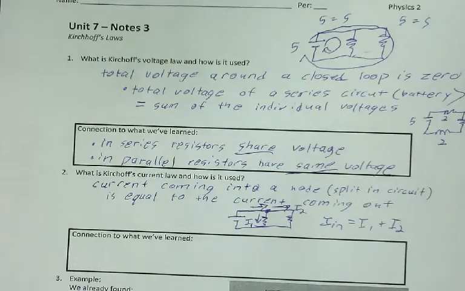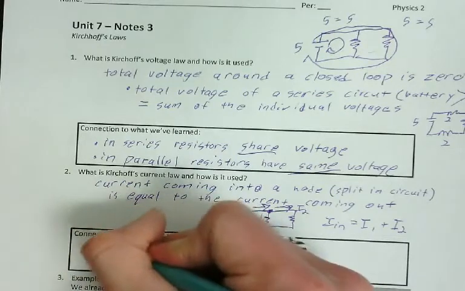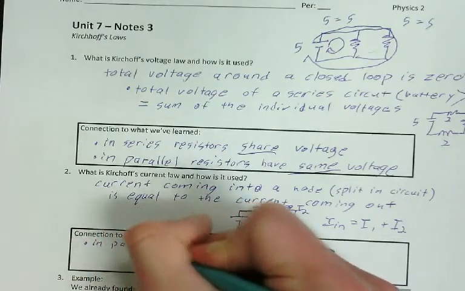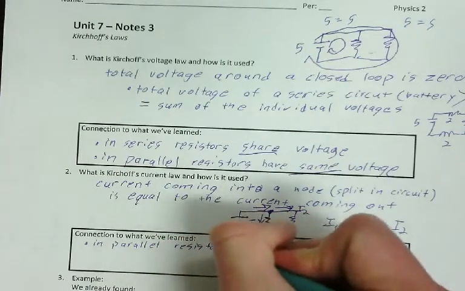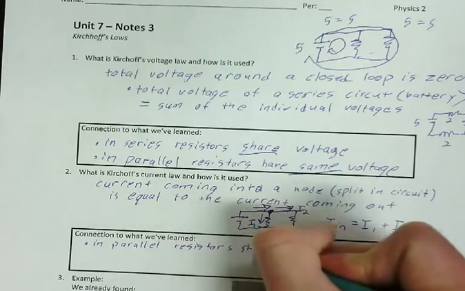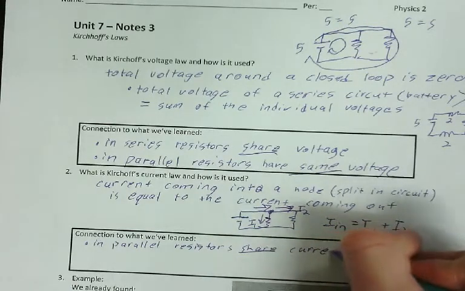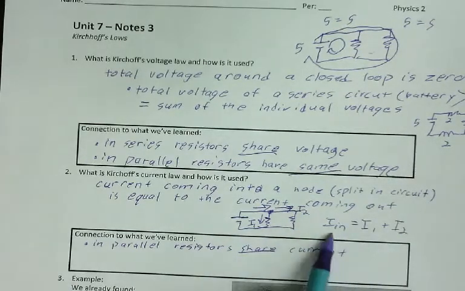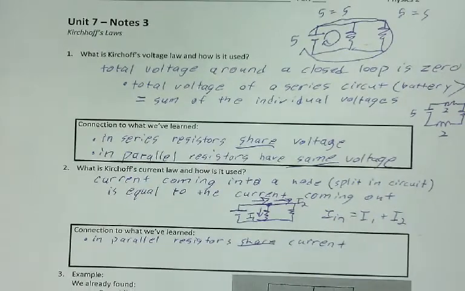So what does that mean? That means that in parallel, resistors share current. This is how much current there is. They have to share it between the two of them, which we've talked about in our labs.